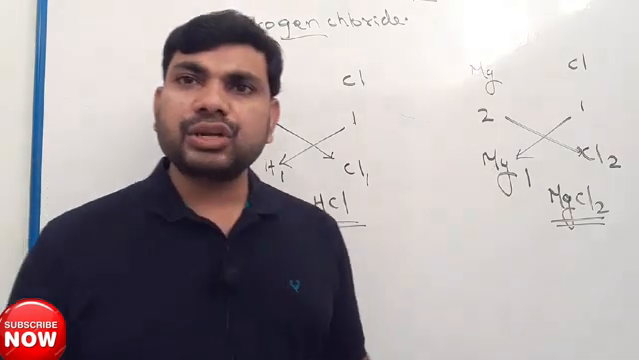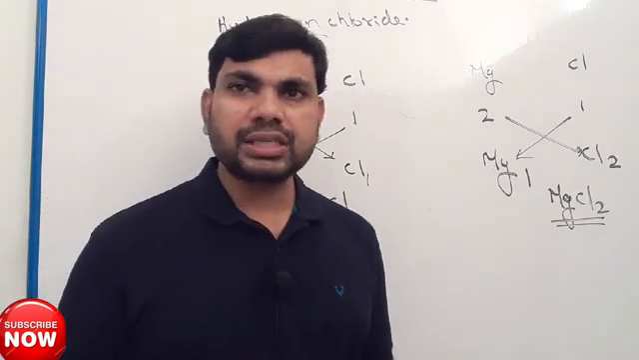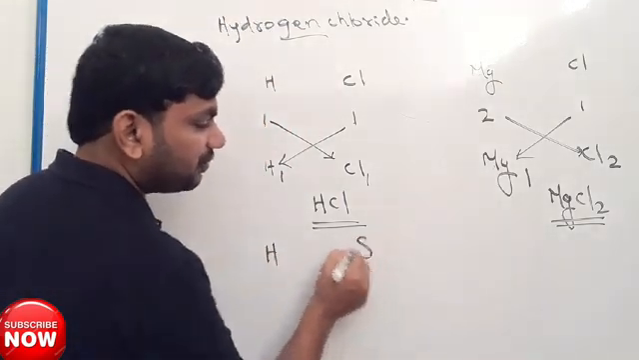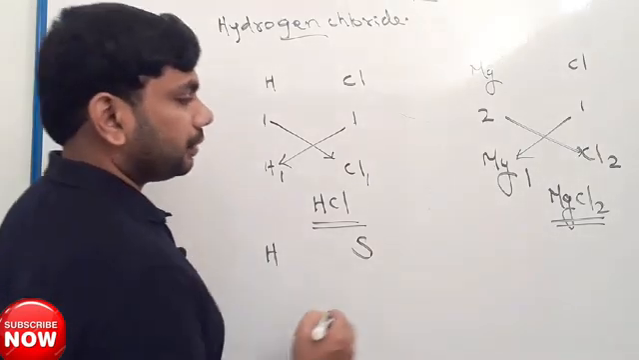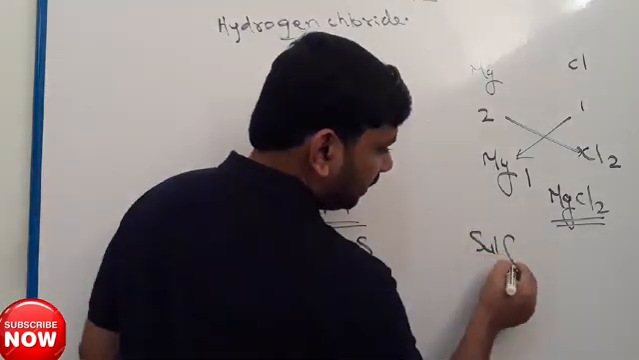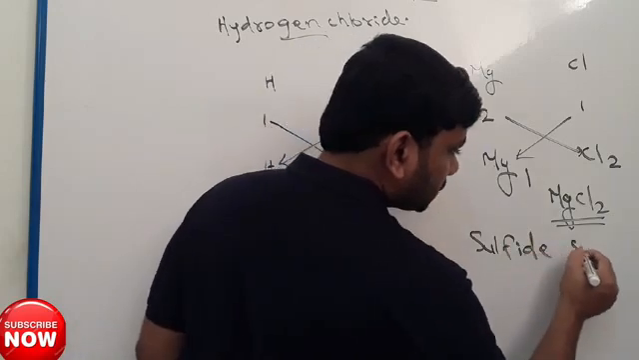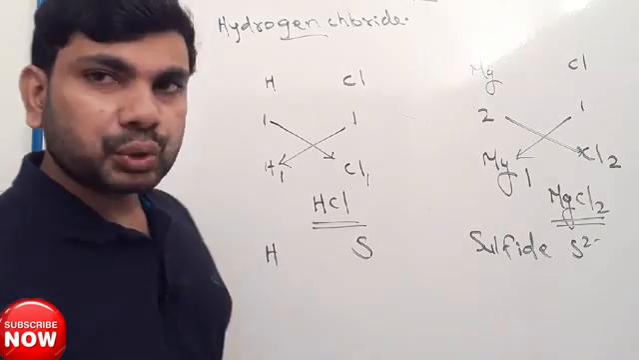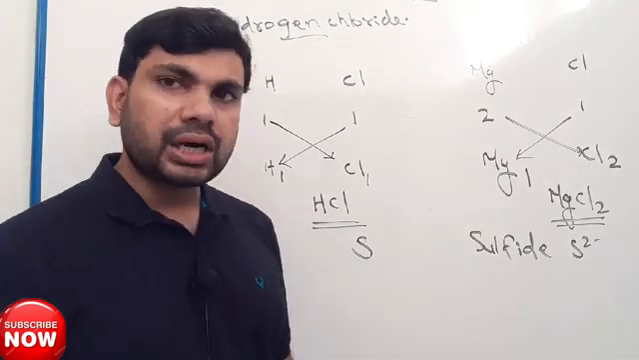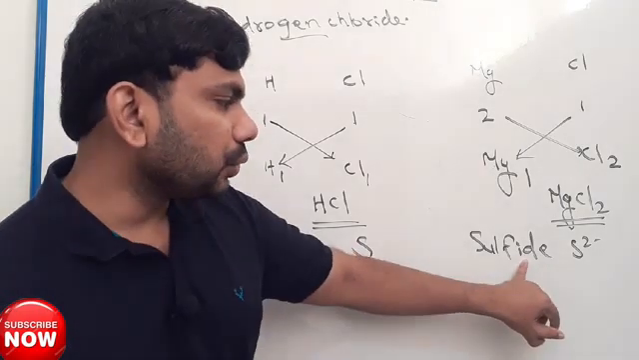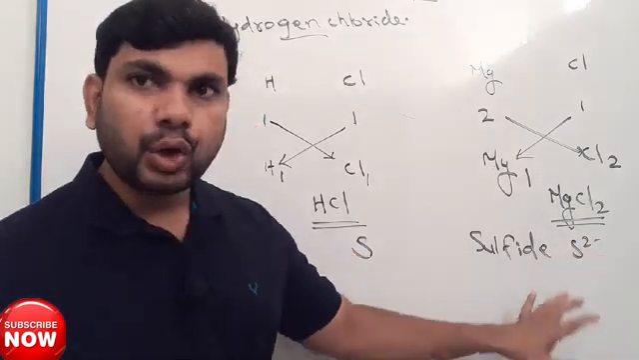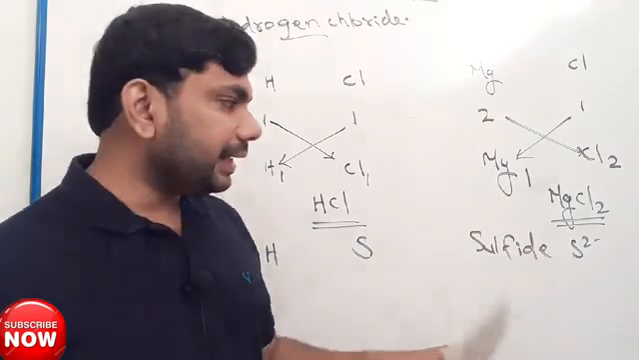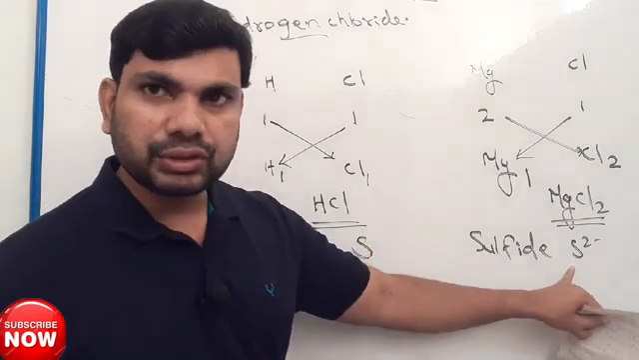Another example, hydrogen sulfide. Hydrogen sulfide means hydrogen and sulfur. Sulfide means S2 minus. Sulfide, IDE. I told you before, elements with a negative charge we have to include IDE: sulfide, oxide, nitride. So IDE means element with negative charge.